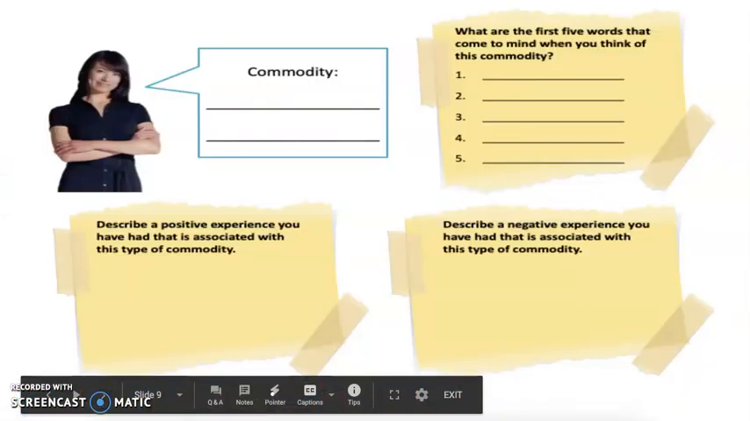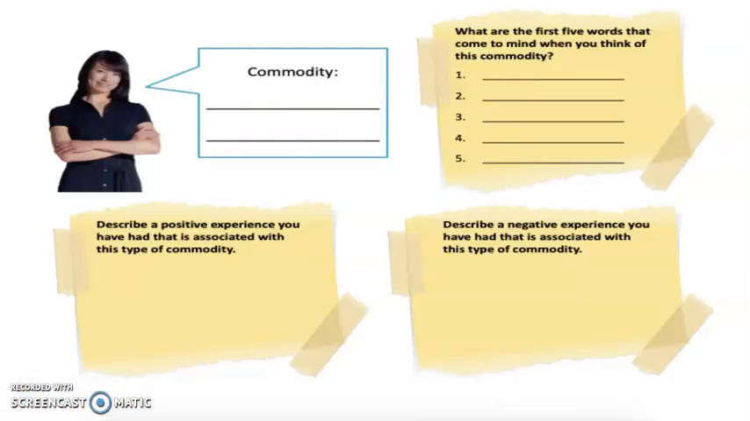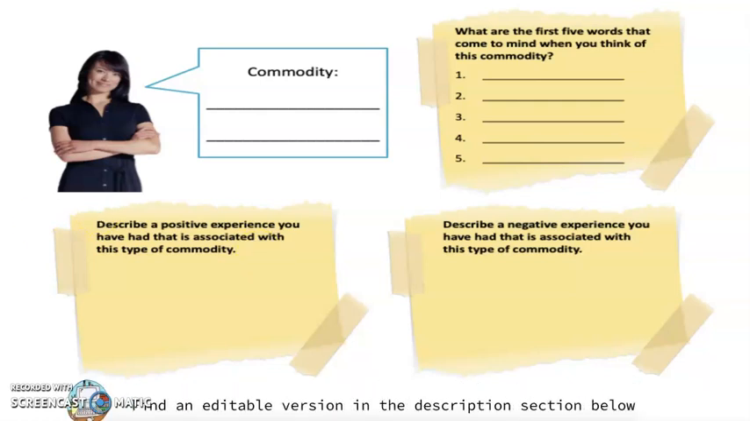After choosing one STSE commodity from the list of cards, students can use this graphic organizer to note down their reflections. An editable version can be found in the description section of this video if students want to type in their answers directly into the graphic.